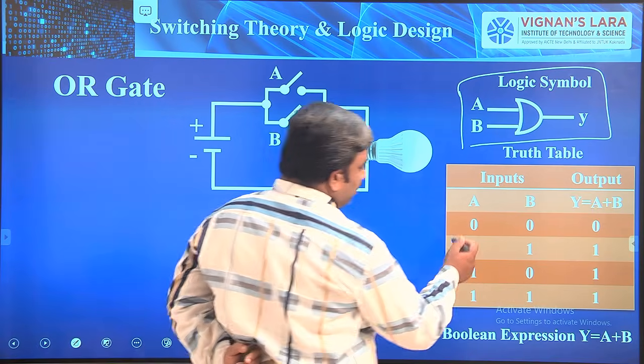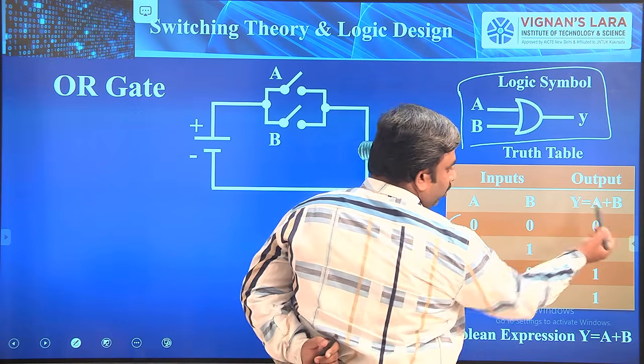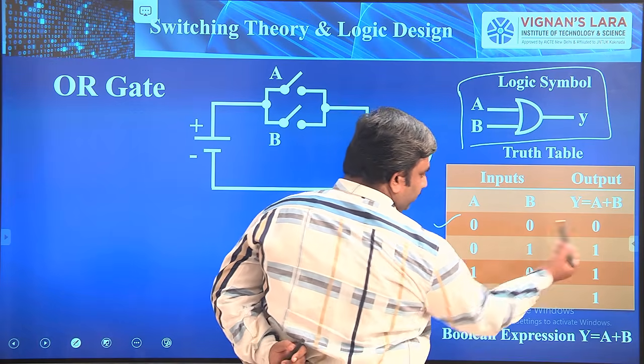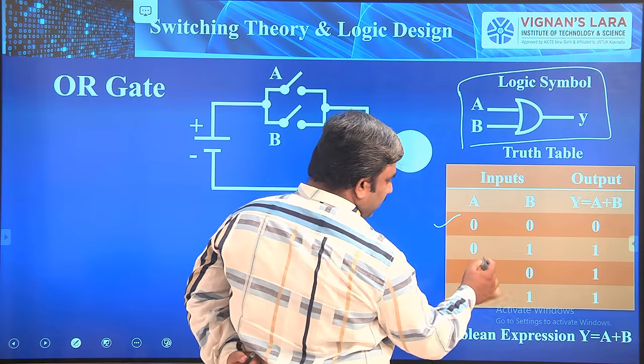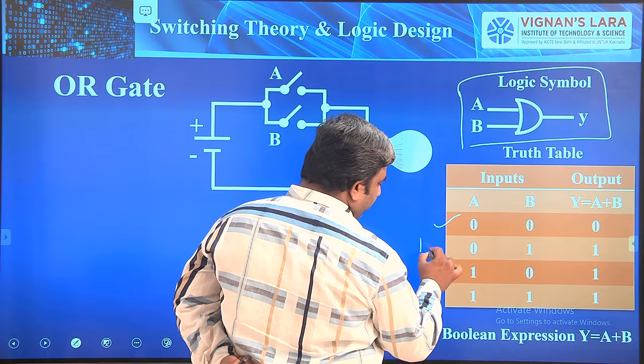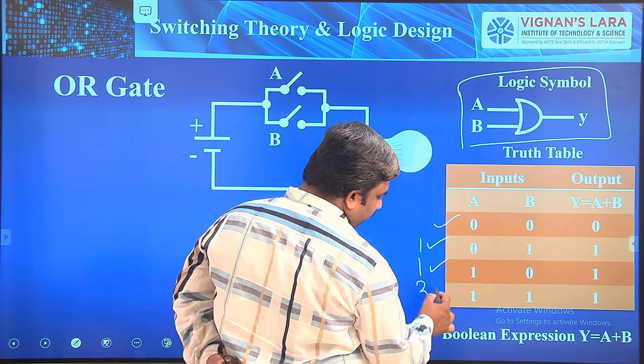See here, in the first condition, 0, 0, the output is 0. 0, 1, the output is 1. 1, 0, the output is 1. 1, 1, the output is 1. Here, in this case, 1 input is on. In this case, 1 input is on. In this case, 2 inputs are on.